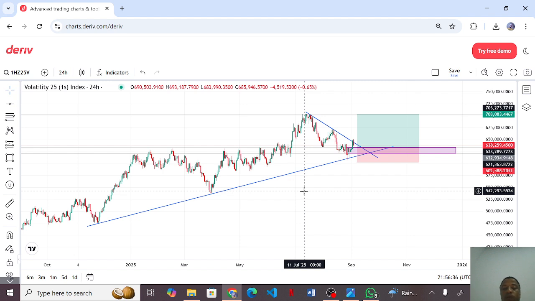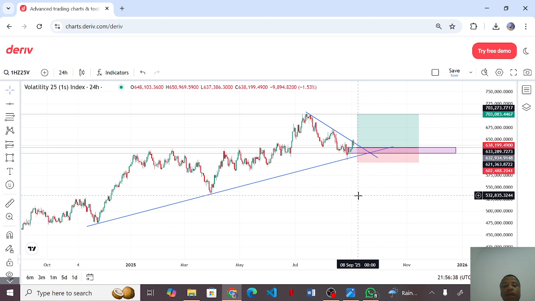And how do I look for my entry? I usually look for a market structure shift. So this is bullish, we are expecting a bullish move. We're expecting that the market will continue the bullish momentum after hitting our trend line. So once it gets to the rectangle, I switch to a lower time frame, like 15 to 5 minutes, and then I will just look out for a market structure shift. So that will be a topic for another day.